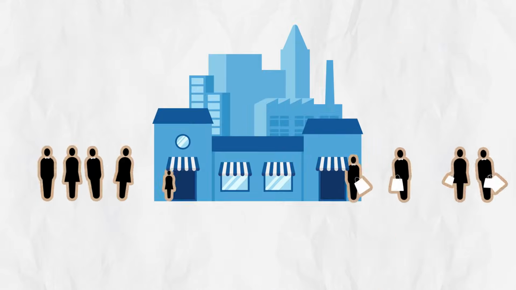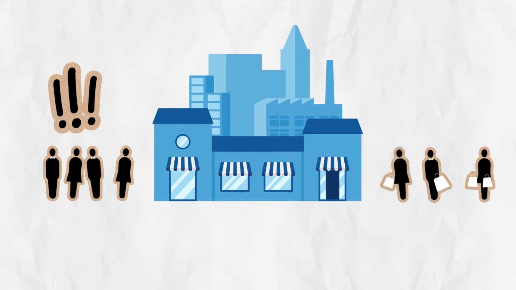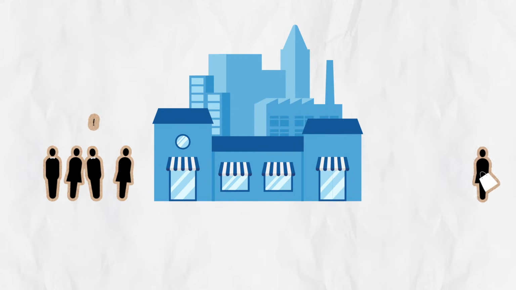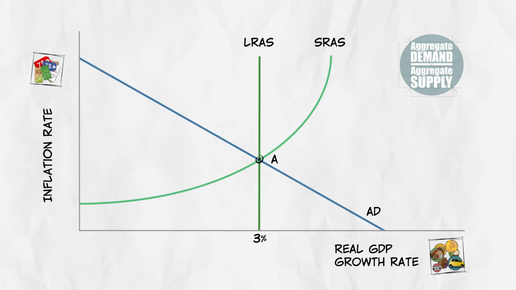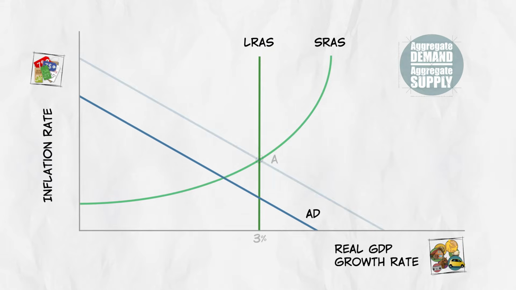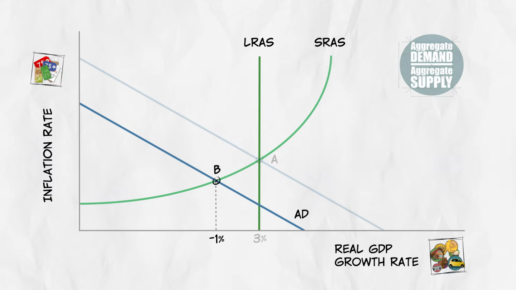Let's say now consumers become fearful about the future, and so they cut back on their consumption. Assuming no other changes in the economy, a drop in consumption shifts the aggregate demand curve to the left and down. The economy is now operating below its optimal level. It's no longer growing at 3%. In fact, as shown, real growth is negative and a recession is underway.